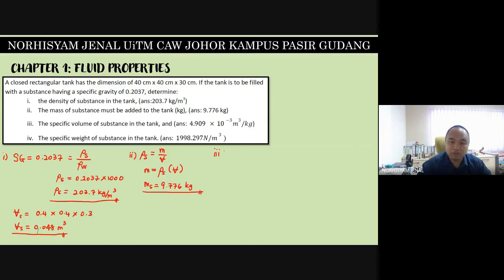Okay, specific volume. This can also be 1 over density, or it can also be volume divided by mass. It depends on you. So if you have the density, it's easier to divide 1 over 203.7. Or if you want to use V over M, you can do so.